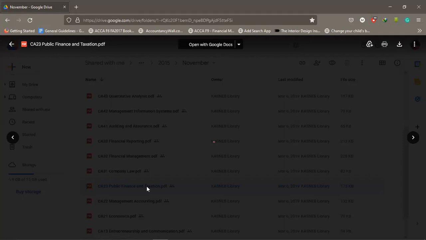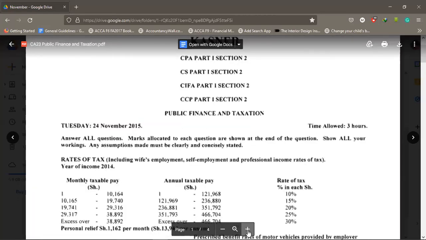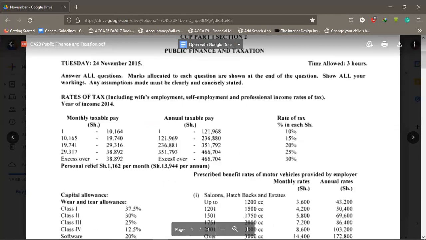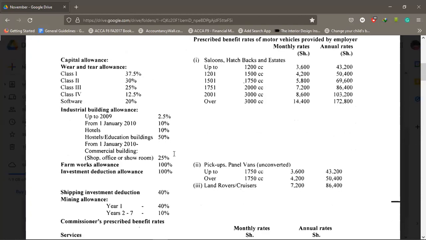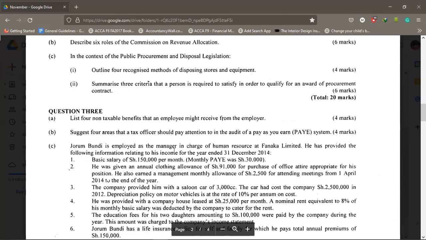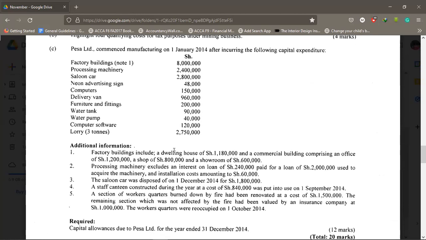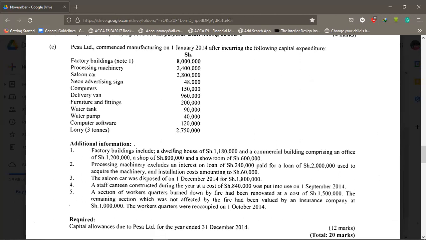We knew you are the one to start reading for us today. So we have a question November 2015, question number 4C. The question is here. Pesa Limited. Winnie, you can read for us.